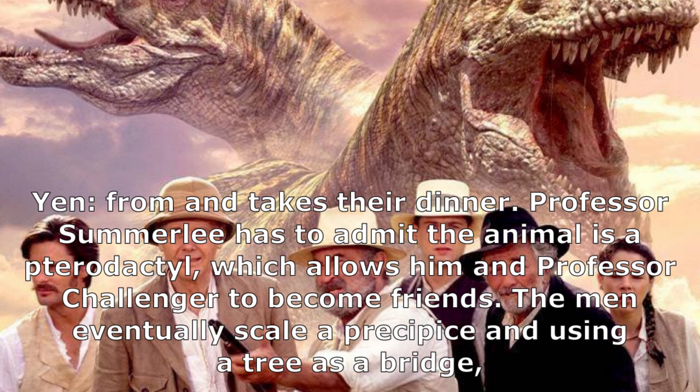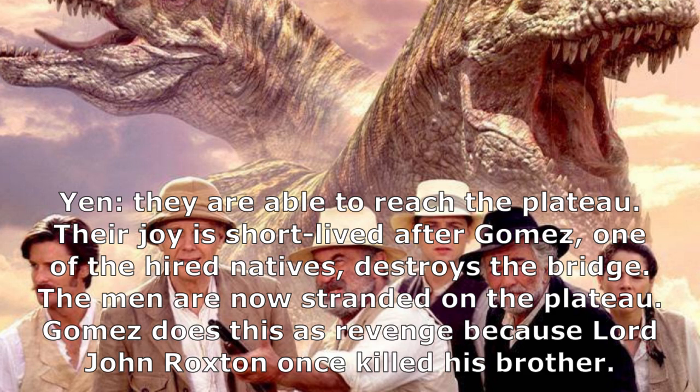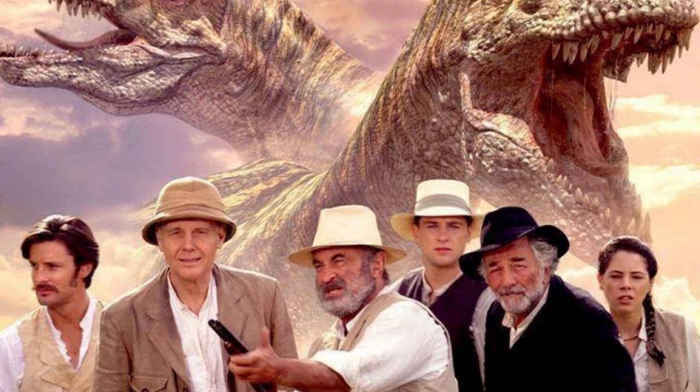friends. The men eventually scale a precipice and, using a tree as a bridge, they are able to reach the plateau. Their joy is short-lived. After Gomez, one of their hired natives, destroys the bridge, the men are now stranded on the plateau. Gomez does this as revenge because Lord John Roxton once killed his brother.